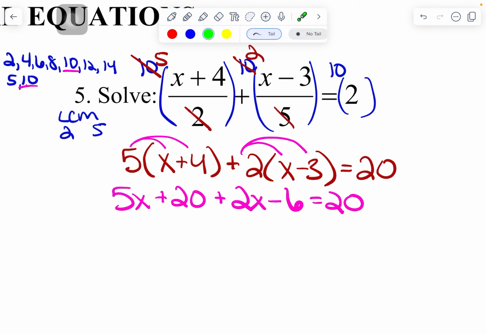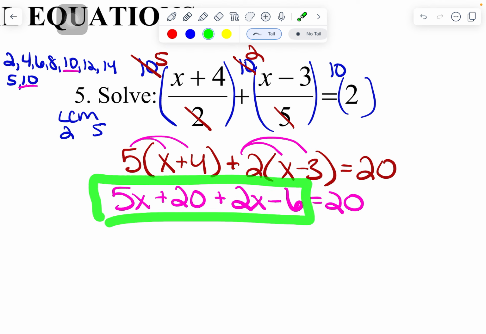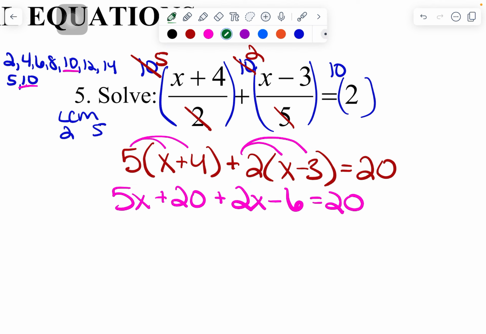And on this left side, I've got a couple of like terms that I want to combine up. So x's go with x's. Right? They each have a single x in them, so that's going to be 7x. And then the constants will go together. 20 minus 6 would be positive 14. Okay. And so now I'm going to keep going.